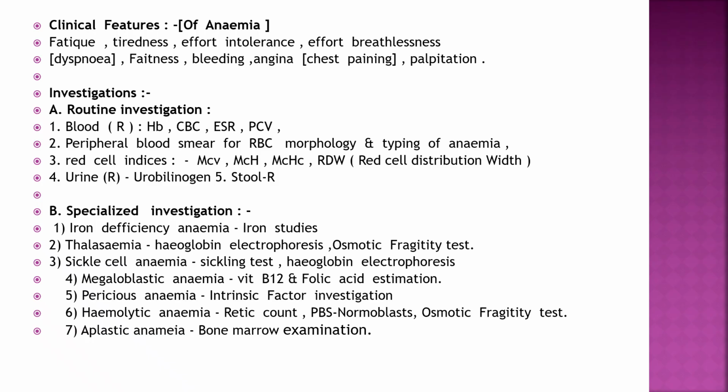Megaloblastic anemia, you can do serum vitamin B12 and folic acid for confirmation. Pernicious anemia, along with vitamin B12 and folic acid, intrinsic factor serum studies are done. Hemolytic anemia, mainly retic count, and in PBS you can see normoblasts, and then osmotic fragility test. Aplastic anemia, when the picture is of pancytopenia, that means all the cells are decreased, you have to do bone marrow aspiration or biopsy. So that is bone marrow examination. Thank you.